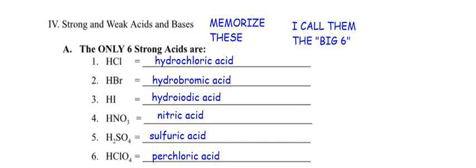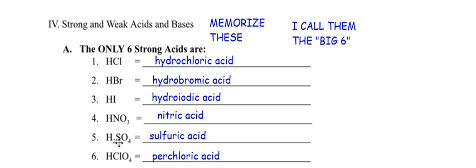All right, hydrochloric acid, hydrobromic acid, hydroiodic acid, nitric acid, sulfuric acid, and perchloric acid. So those are the big 6. You probably have heard of hydrochloric, nitric, and sulfuric as very common acids that we have used, but there are a total of 6 of them. And I said memorize these, all right? Know these are your big 6.